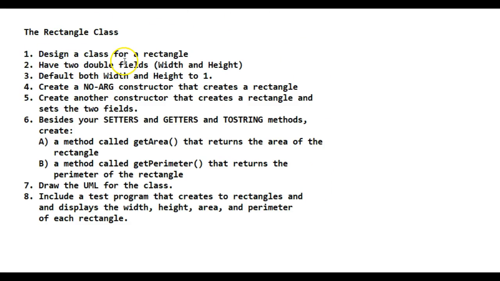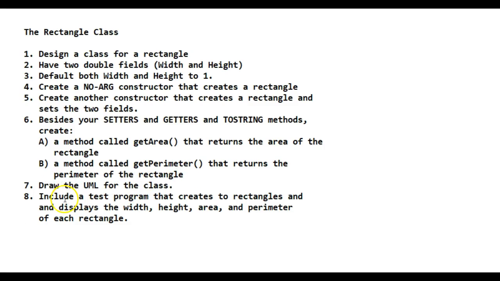It says design a class for a triangle. Have two fields, height and width, default on both to 1. Create a no-arg constructor, create another constructor that creates the rectangle listing both of the fields, height and width. Create my setters, my getters, and my toString. In addition, create a get area and a get perimeter of the triangle.